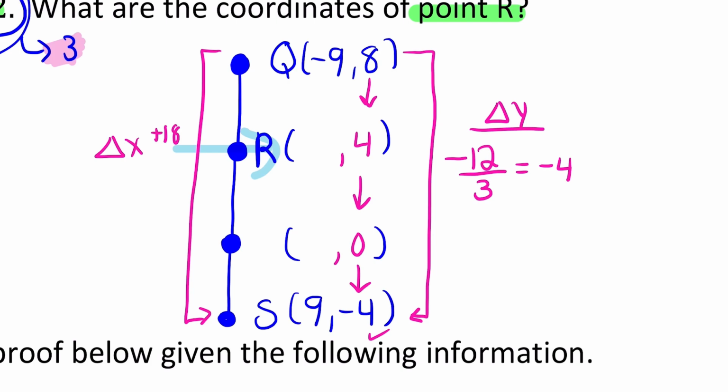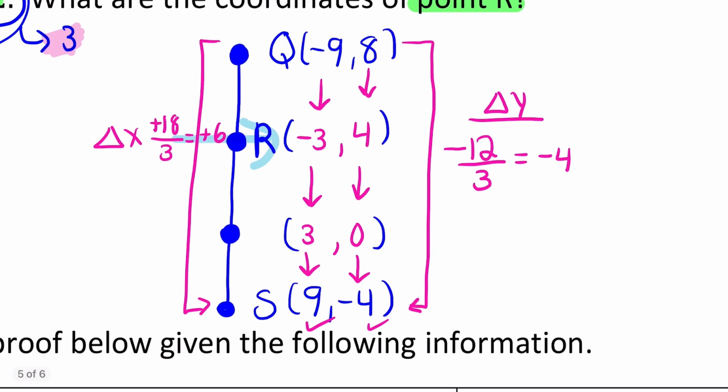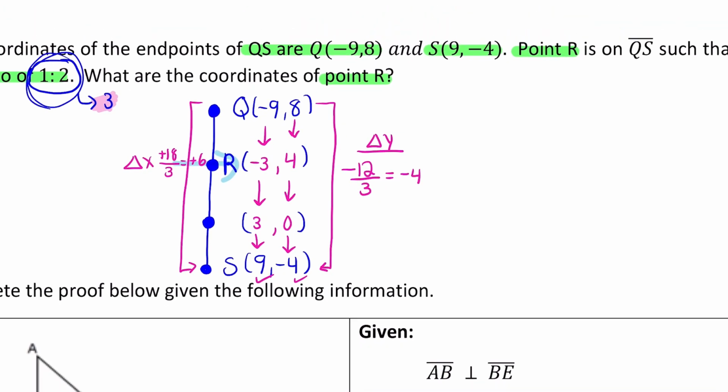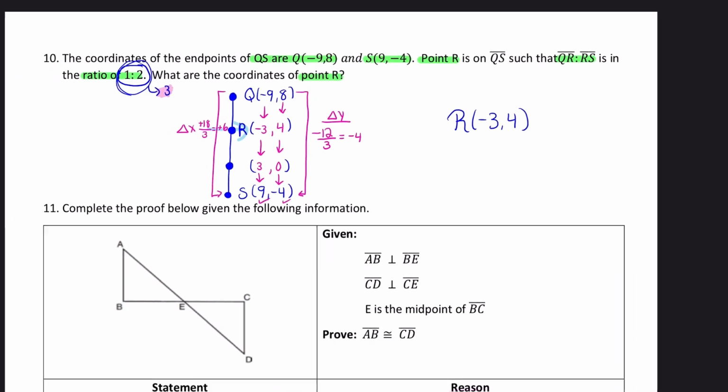And again, I want to divide that 18 by 3. So that means I'm going to be going up 6 each time. So let's see. Negative 9 plus 6 is negative 3. Negative 3 plus 6 is positive 3. 3 plus 6 is 9. So I know I did a good job because I got to the right answer at the end. So that means that partitioned point is going to be this R, which was negative 3, 4. So that is the point which divides the line segment in a ratio of 1 to 3.